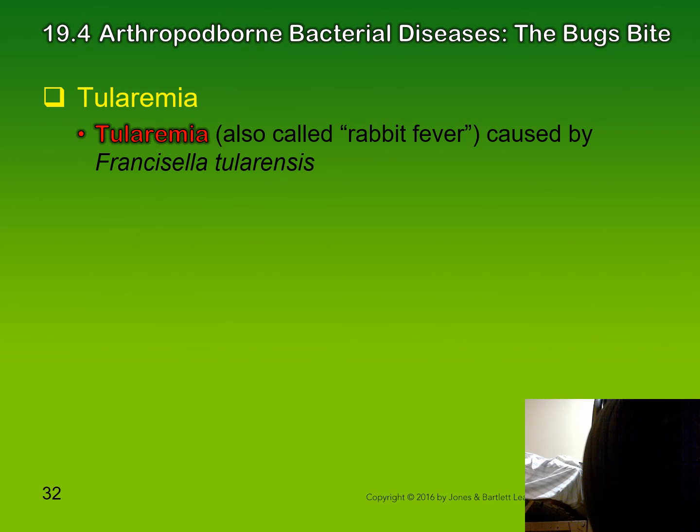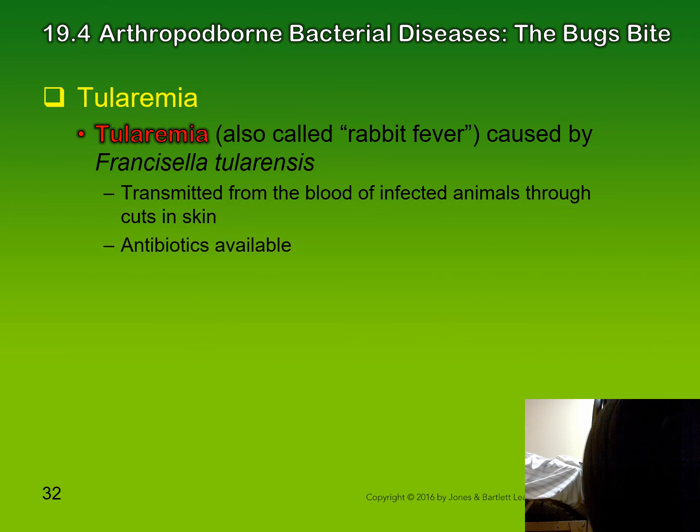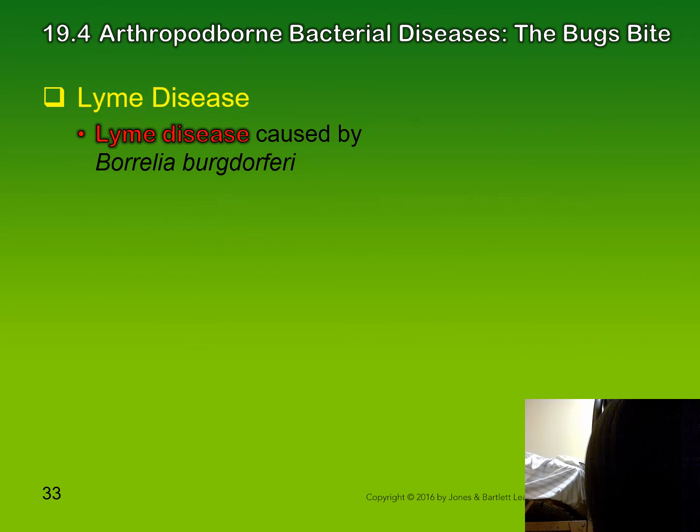Tularemia. Tularemia is also called rabbit fever, and is caused by the bacteria Francisella tularensis, and again transmitted from the blood of infected animals through cuts in the skin. Antibiotics are available for Francisella.